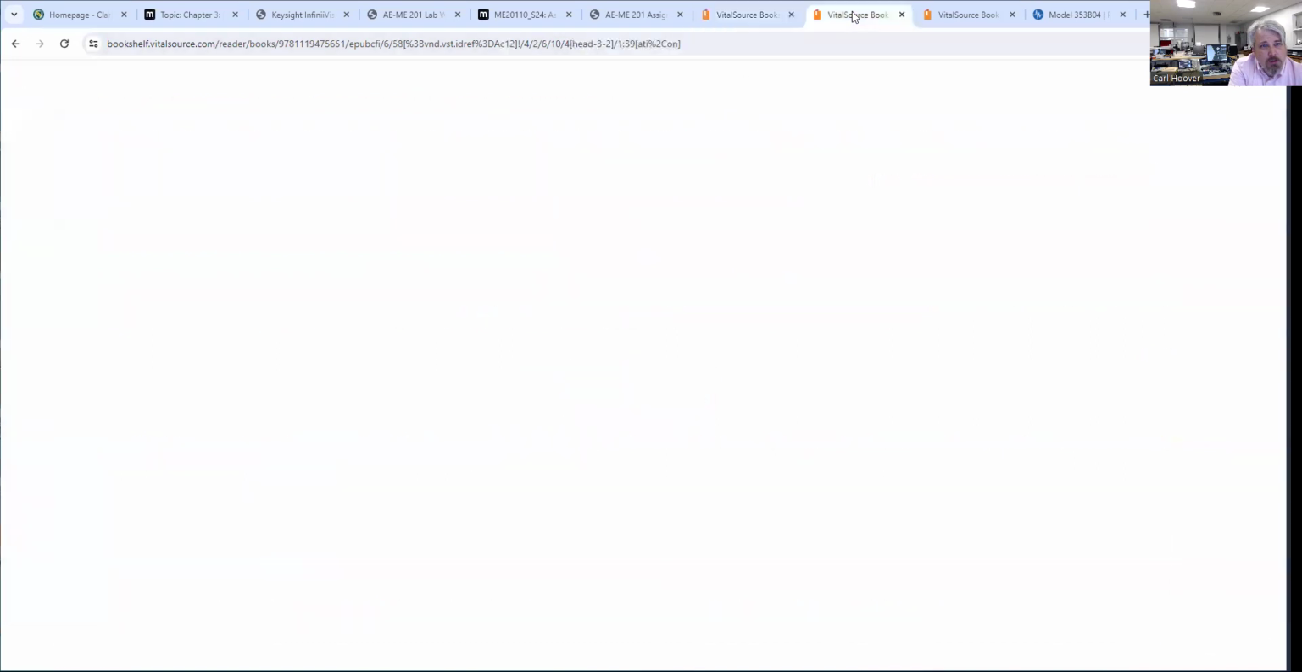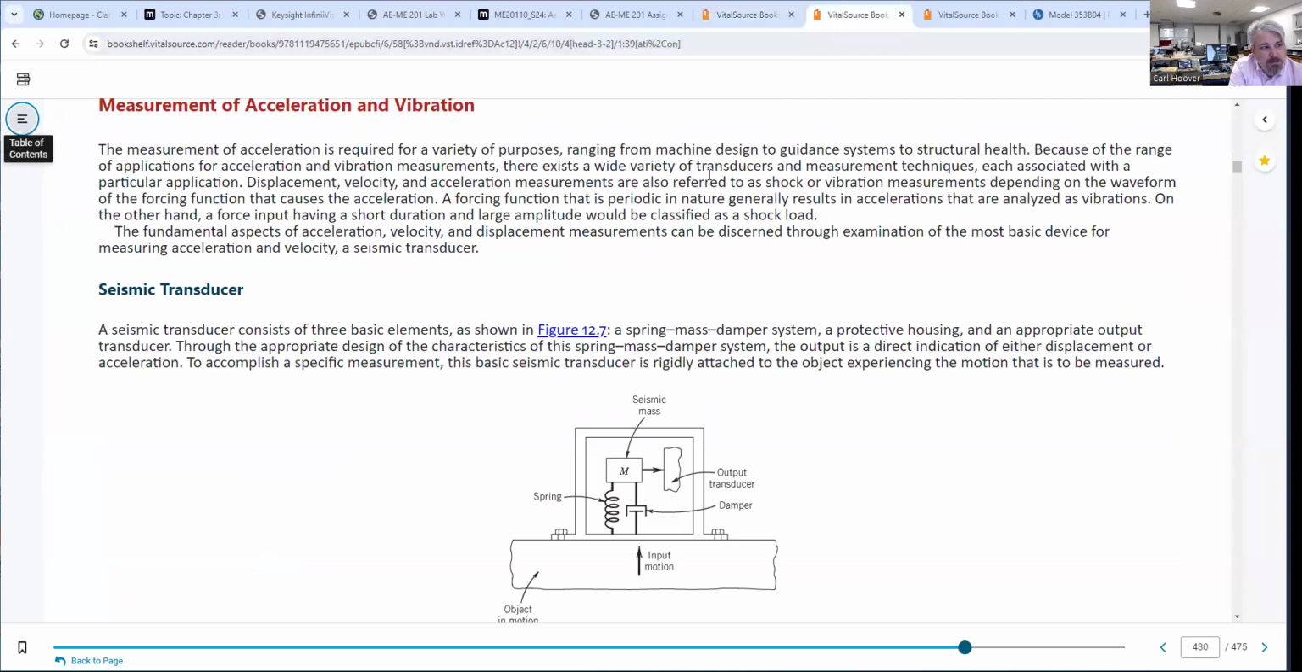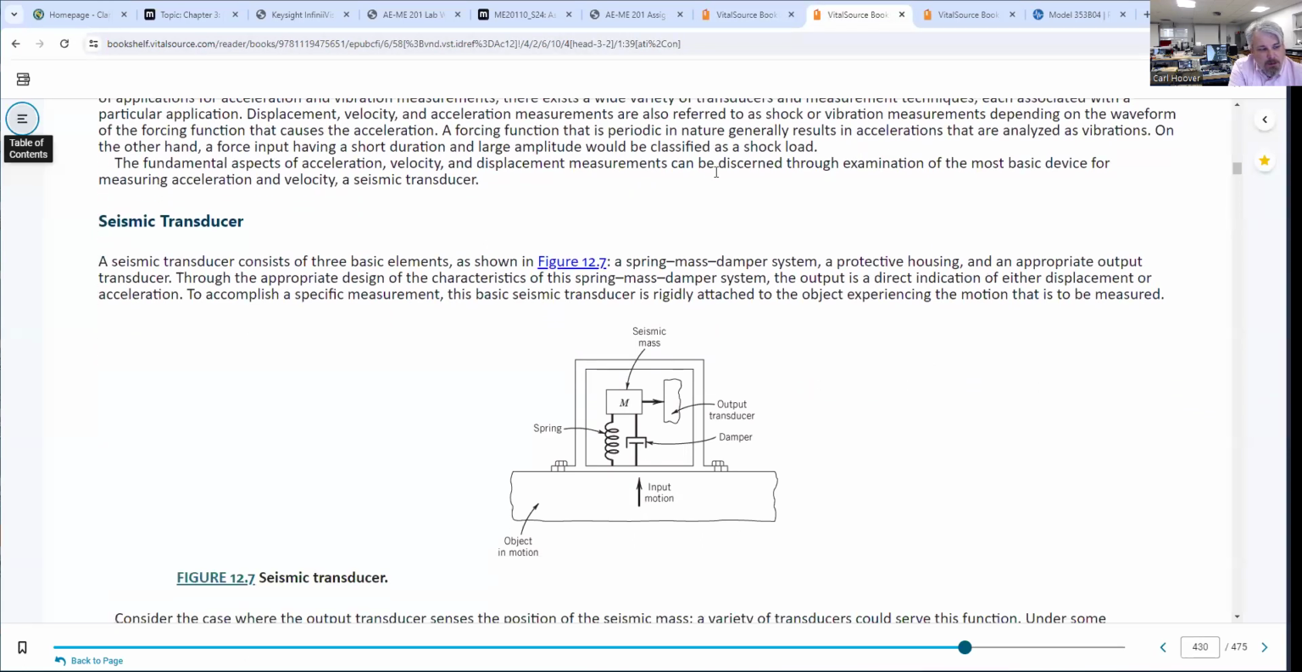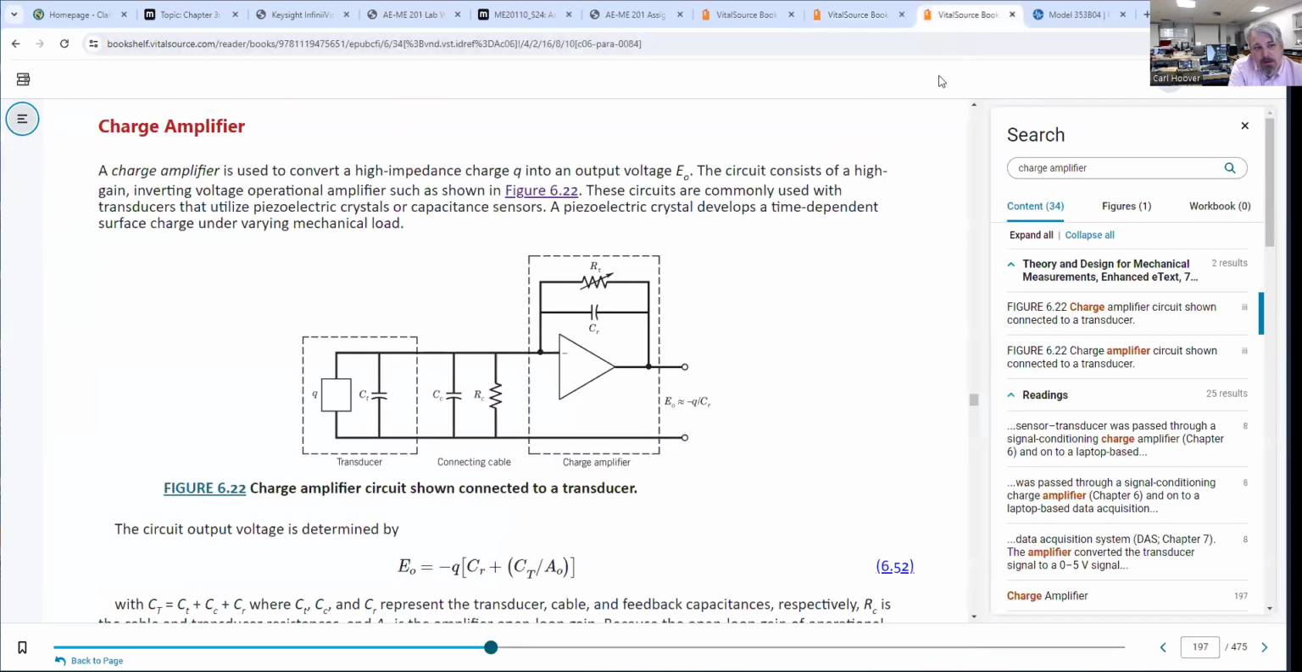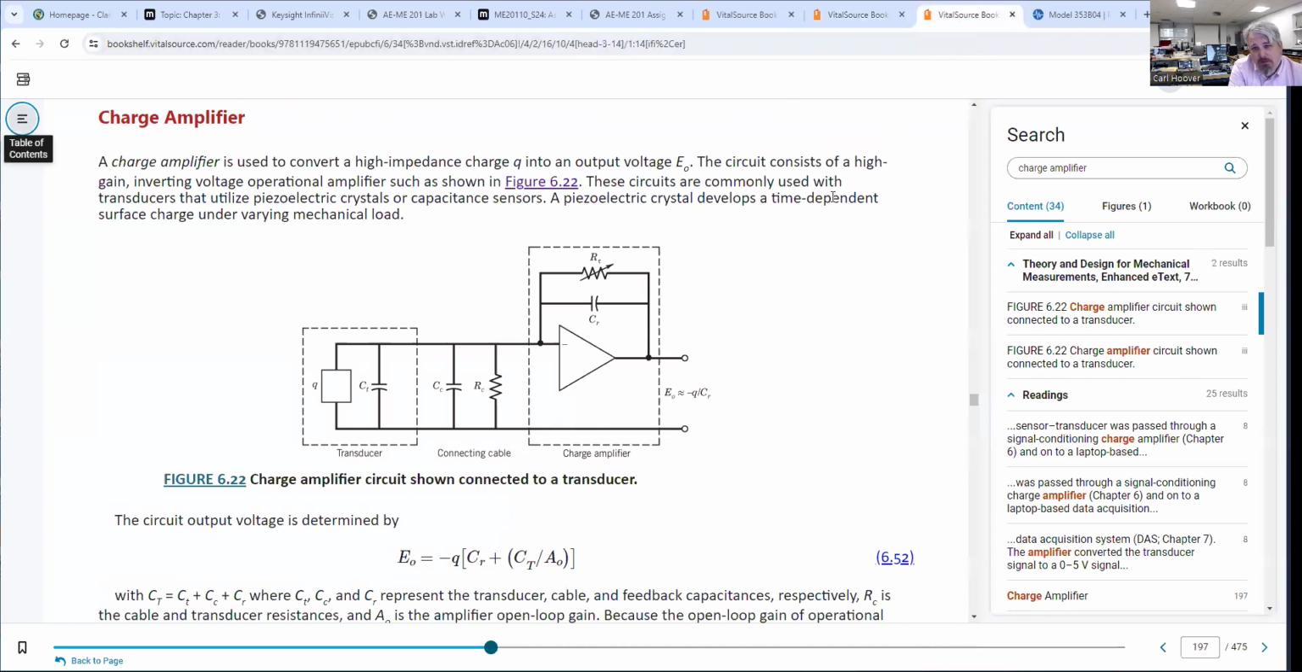You should also note that there are some details of an accelerometer in Chapter 12. It's essentially modeled as a mass spring damper itself. And then there is an explanation of a charge amplifier found in Chapter 6. You don't really need to know all those details to do this lab, but the components that we're going to be using are referenced here in the textbook. We're not going to design our own accelerometers or our own charge amplifiers. We're just going to use the ones that we have. Okay.